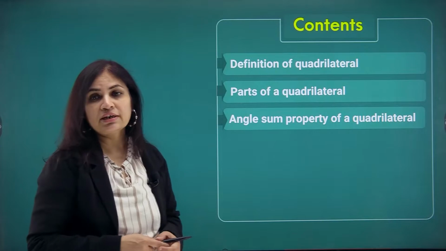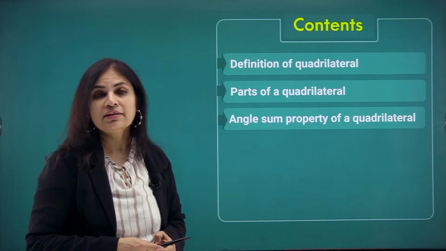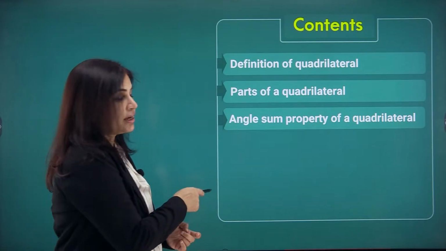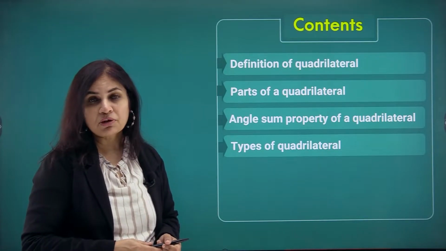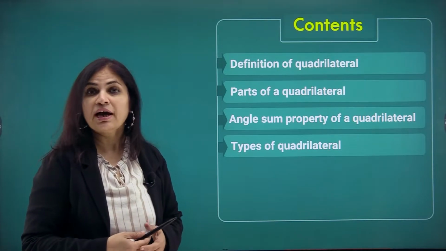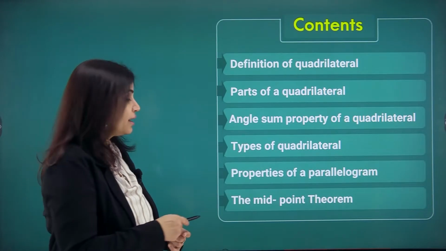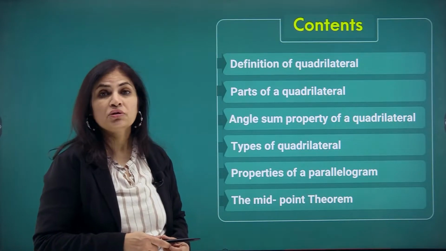Next, we will be studying about the angle sum property of a quadrilateral, which defines what will be the sum of angles made by all the interior angles of a polygon. Types of quadrilaterals, because a four-sided figure may have different shapes. Then we will be studying properties of parallelogram, and last but the most important concept, the midpoint theorem.